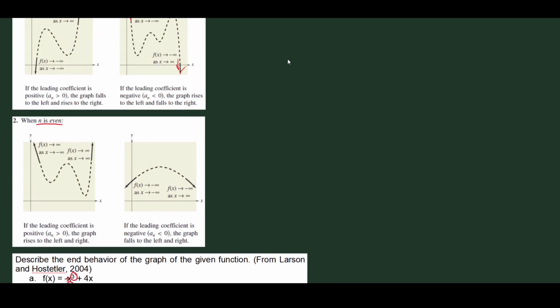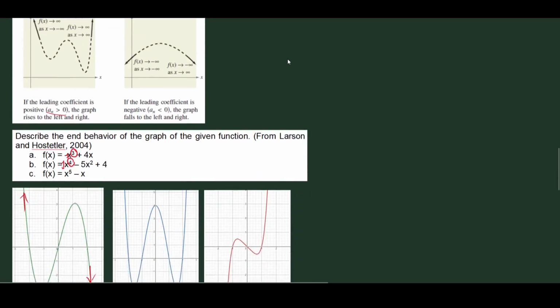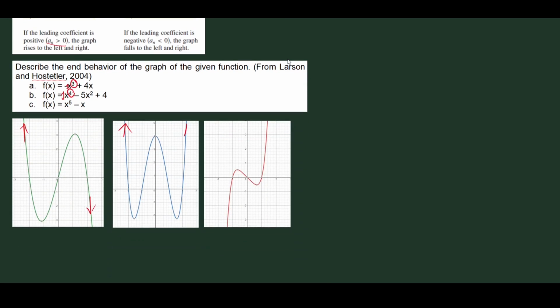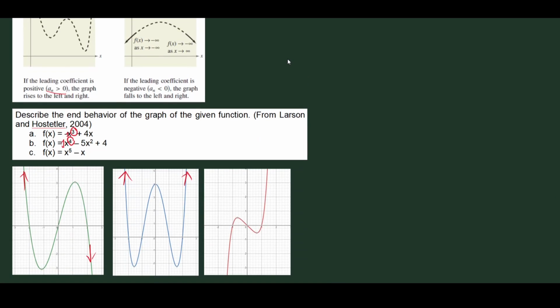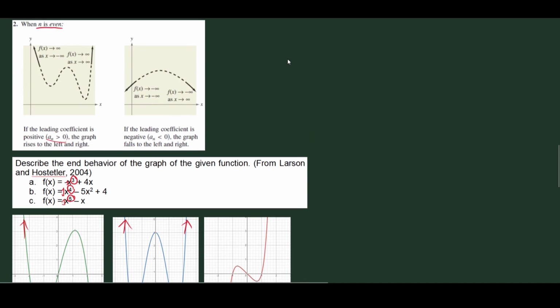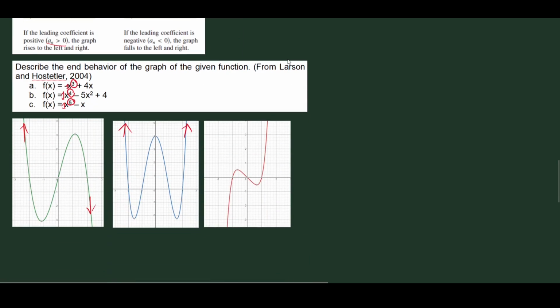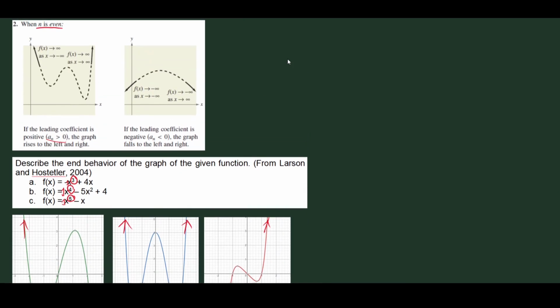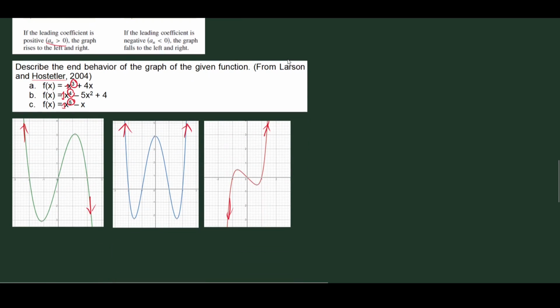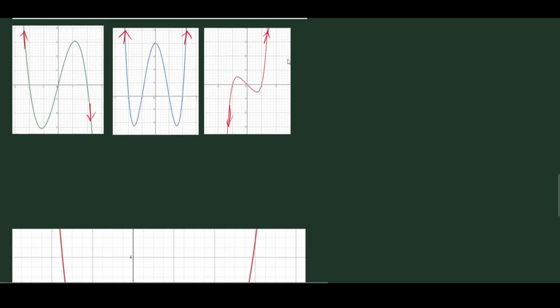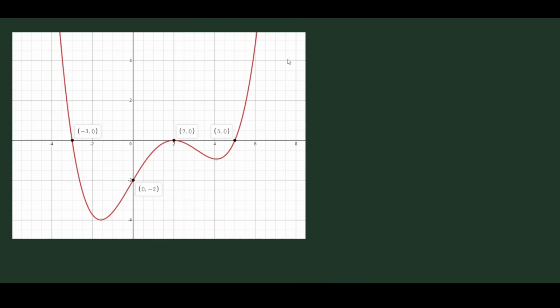So n is even, and the leading coefficient is greater than 0. So it definitely is behaving like that also. Okay? And then how about the last one? N is odd, and then we have a positive leading coefficient. So we have n is odd, and we have a positive leading coefficient, so it should behave like this. So it behaves like that. So as you can see here, we've confirmed these results.